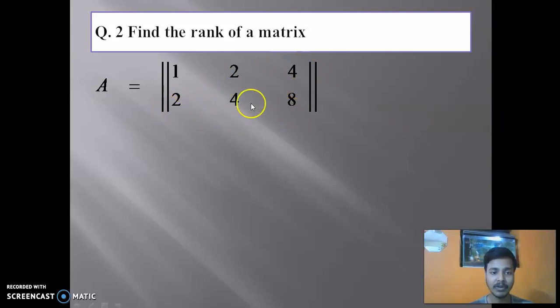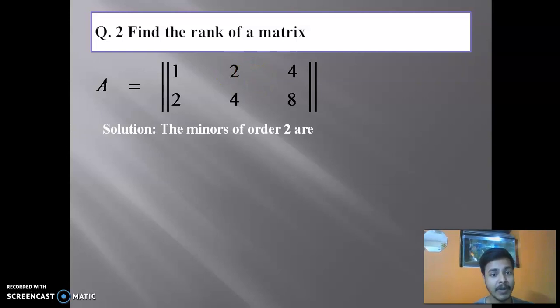Again the order of this matrix is 2 by 2, and we have to find all the possible minors of this matrix. The minors are of order 2, right? Now I want you to pause the video, find all the possible minors of this matrix, and tell me the rank. Just pause the video for a minute and let me know the rank of this matrix.